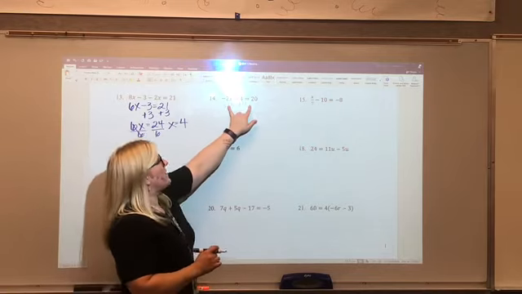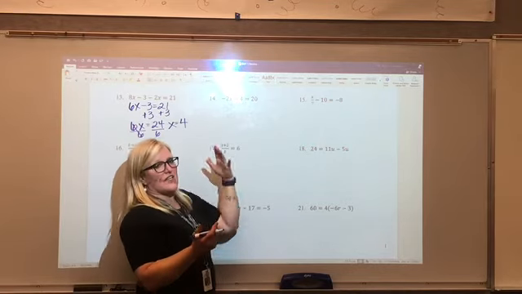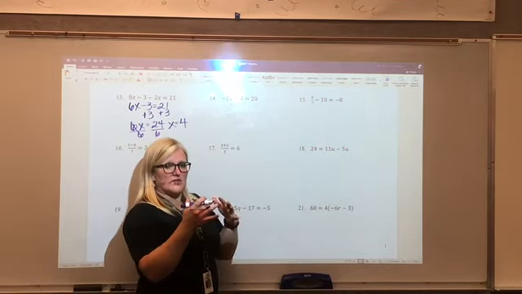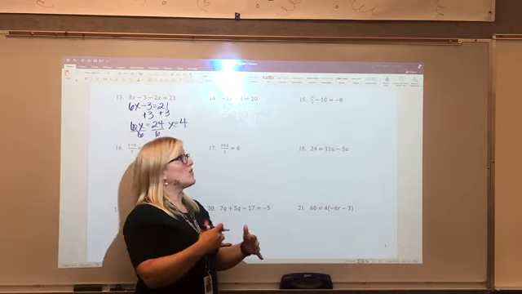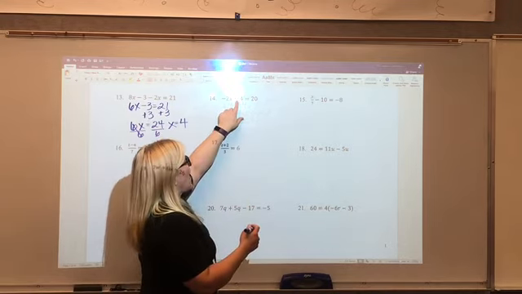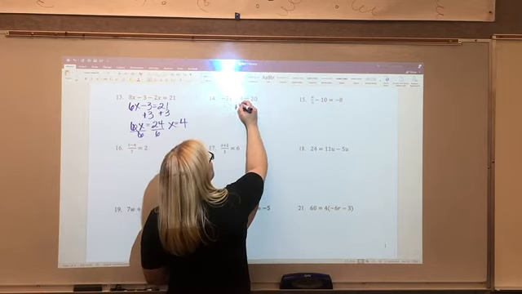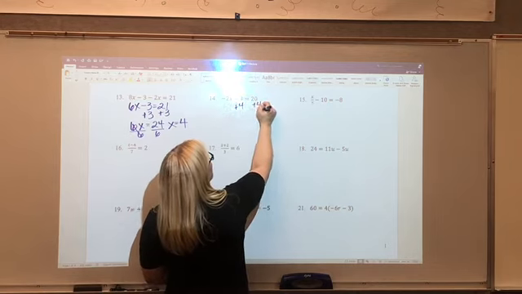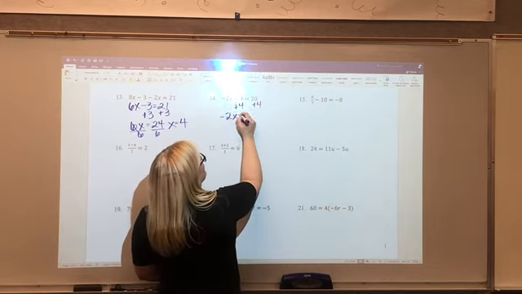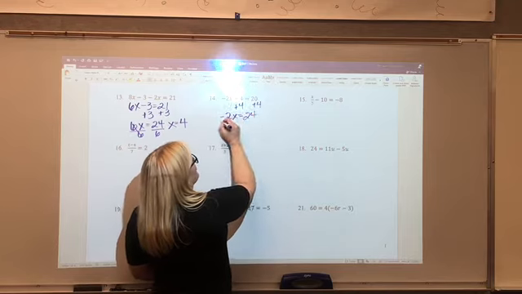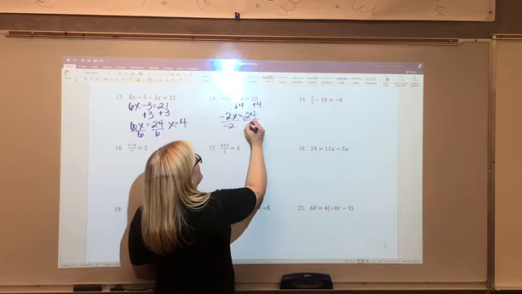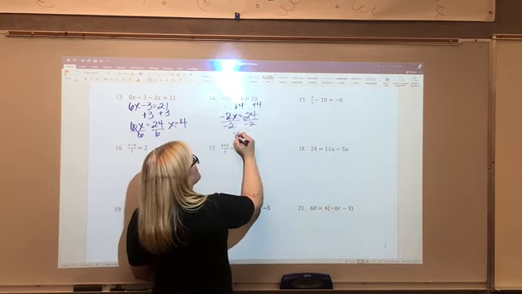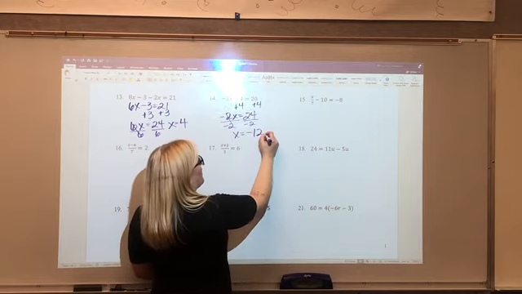Okay, so this one, both sides are already simplified, so I can start doing things to both sides of the equation. I'm going to add 4 to both sides. I'm doing the opposite here. Negative 2x equals 24. Divide both sides by negative 2, and x equals negative 12.